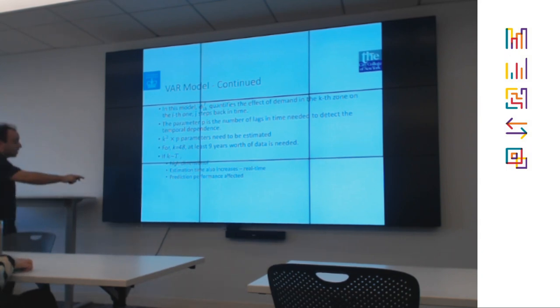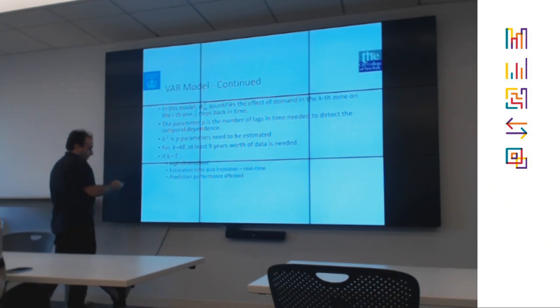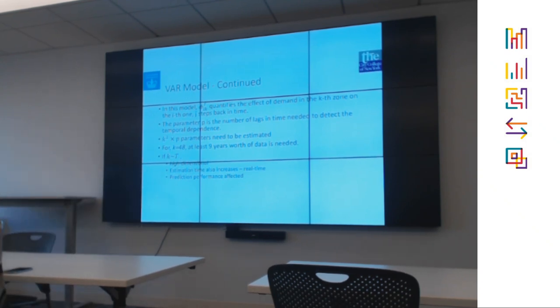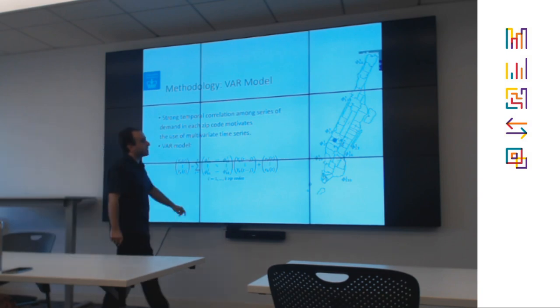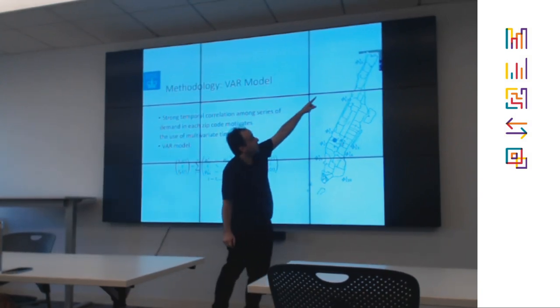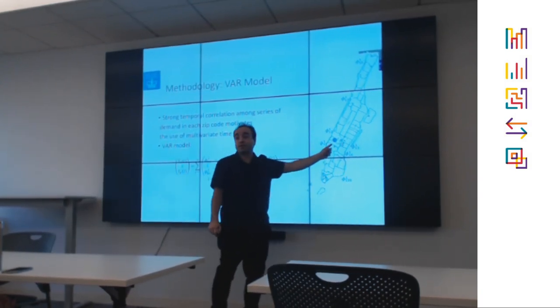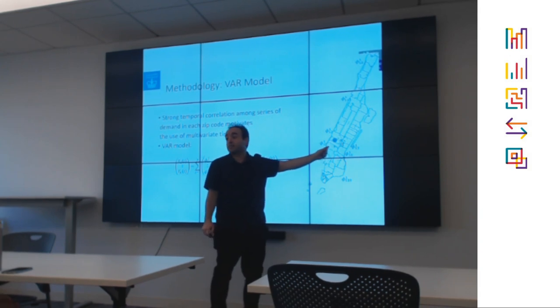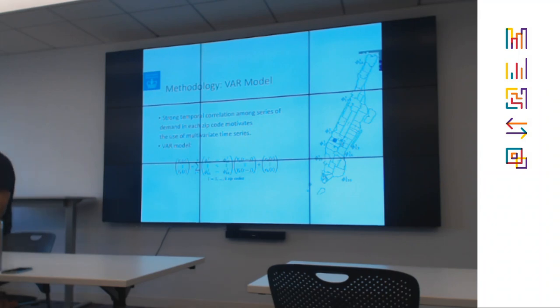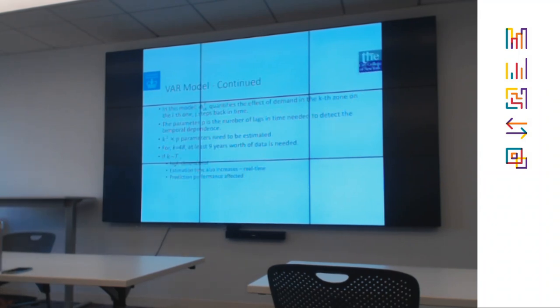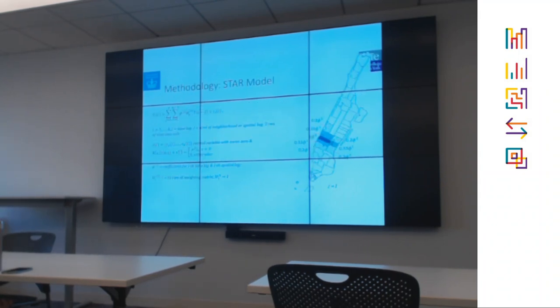So that's actually one of the drawbacks here. Too many parameters is going to ruin the model. It's going to do a very bad overfit, as we're going to see. And it probably does not make sense for me to believe that that guy is going to have anything to do with this guy here in the next 15 minutes. So why should I even include it in the model, right? So that's why we're going to the next step, the STAR model.